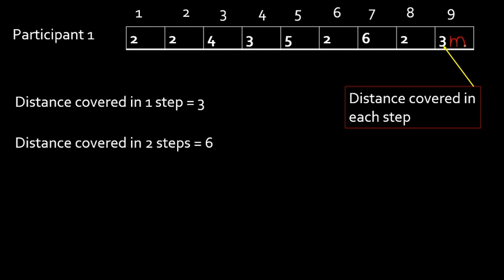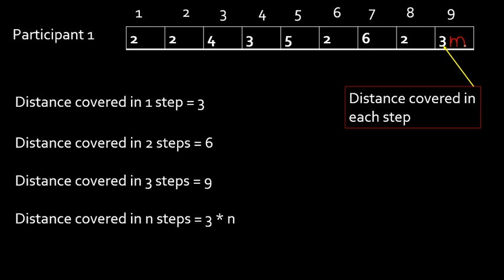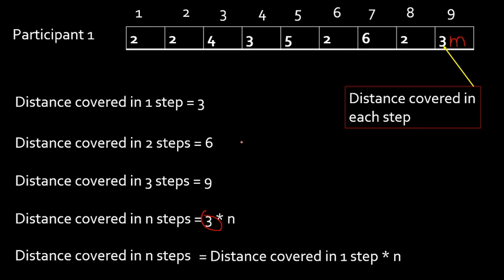What about 2 steps? 6 meters. 3 steps, 9 meters. So generalize this. What can I say? The distance covered in n steps is 3 into n, right? Because in one step 3 meters means in n steps it is going to be 3 into n. What is this 3? Where did I get this 3 from? This 3 is nothing but the distance covered in each step. So with this distance covered, multiply the number of steps. Distance covered in one step into number of steps.